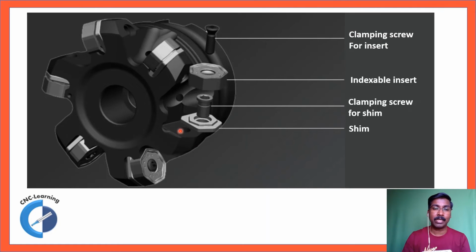Here you can see in turning it is a single insert, whereas in milling, in this case, there are 1, 2, 3, 4, 5, 6. There are 6 inserts. So depending upon the size of the cutter and its use, the number can be different. It can start from 2 to 20, 40. So depending on the size, you can have any number of inserts.